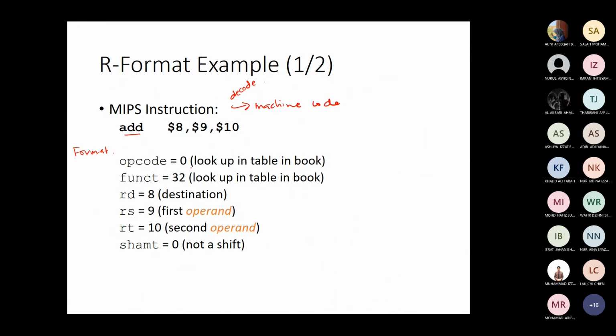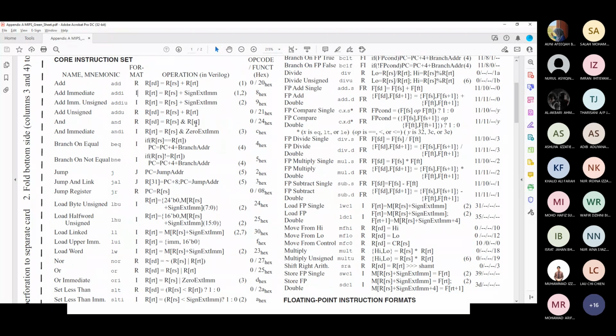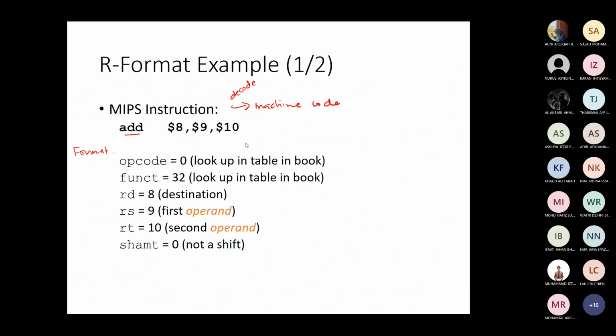So opcode is 0. How do we know the opcode is 0? Look at the opcode / function column there. They are telling you the first value on the left is the opcode, which is 0 for add, and for function, it is 20 hex. So for this R format add, opcode is 0 and function is 20 hex. I've written it in decimal on this slide.